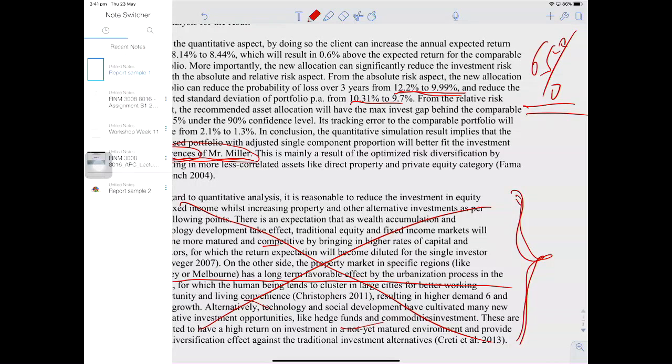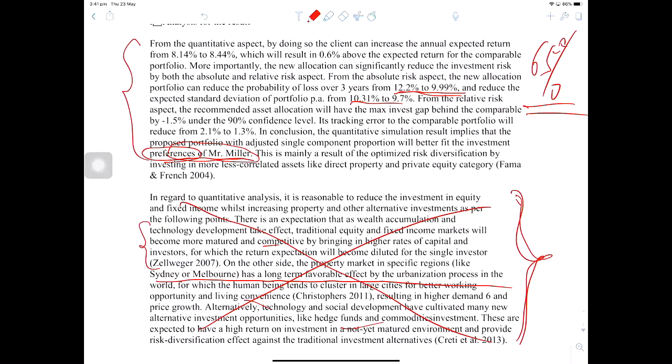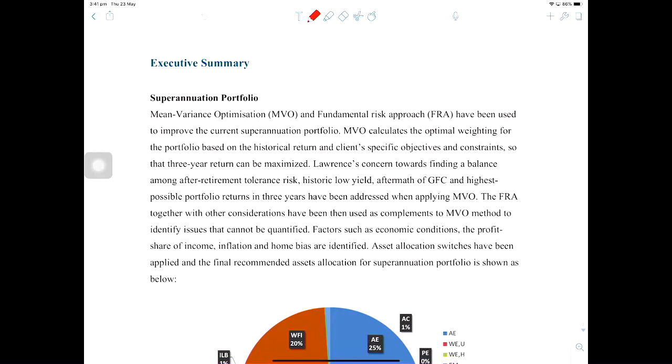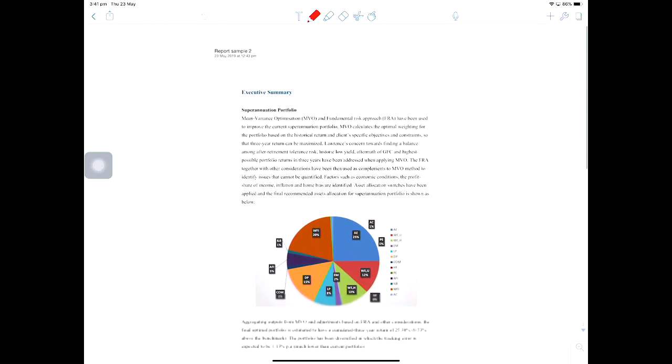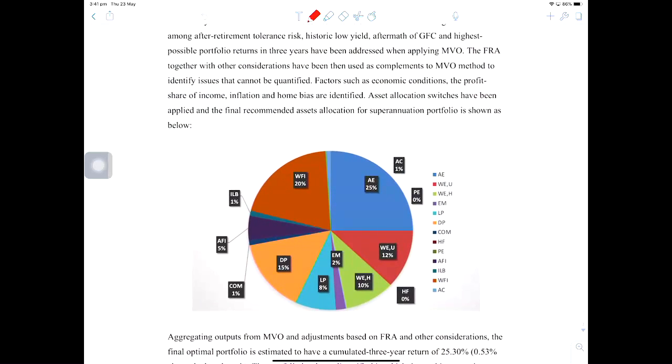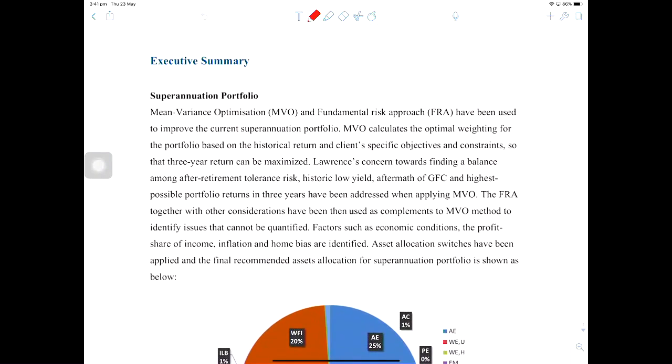Next, we're going to have a look at another. I give you a sample of the first page. Is it big enough? No. Probably we'll just read section by section.